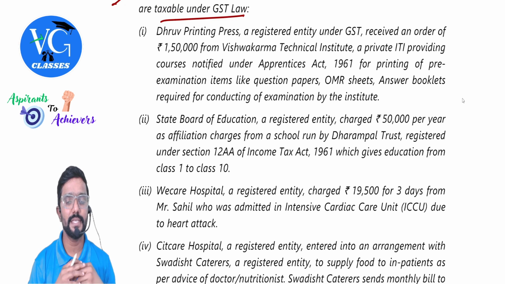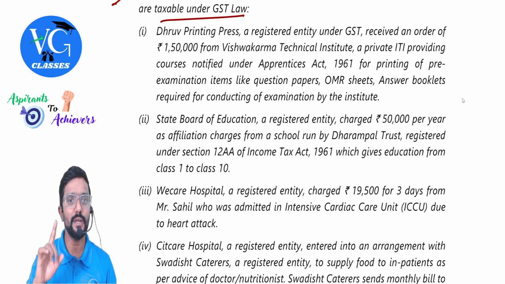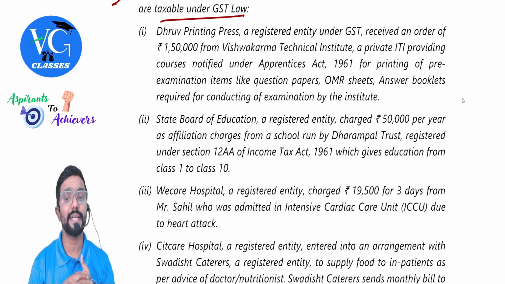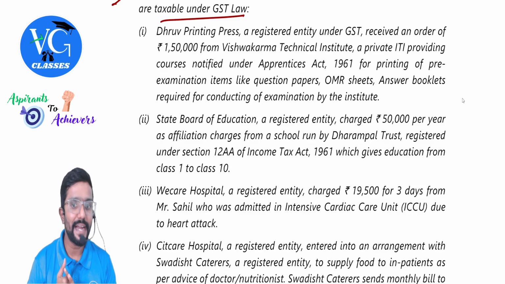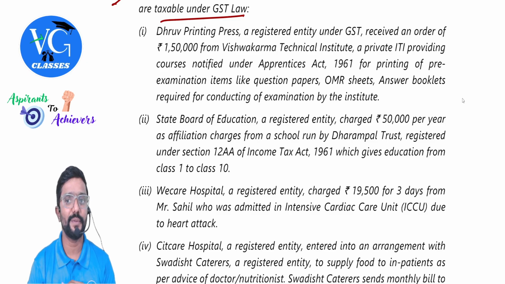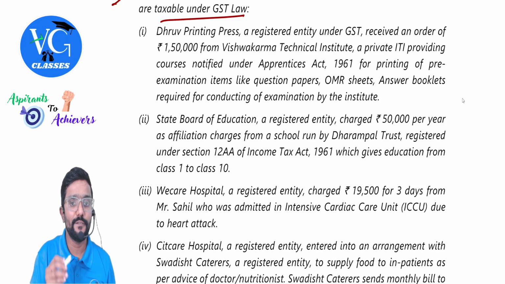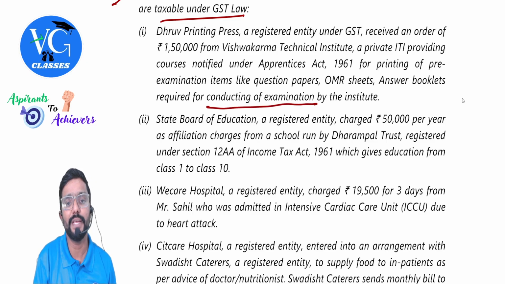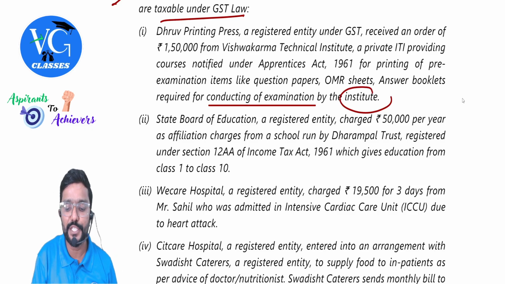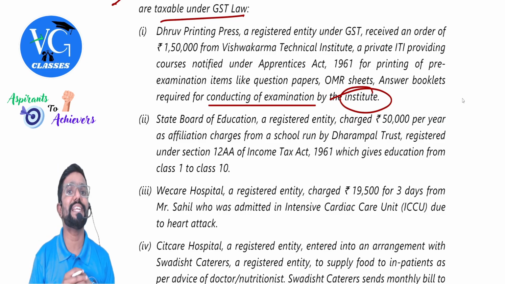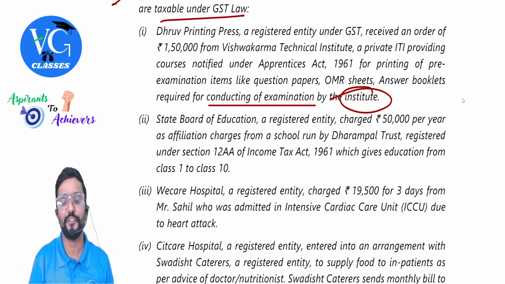Dhruv Printing Press, a registered entity under GST, received an order of 1,50,000 from Vishwakarma Technical Institute, a private ITI providing courses notified under the Apprentices Act 1961, for printing of pre-examination items like question paper, OMR sheet, answer booklets for conducting of examination by the institute. Guys, this is an inward supply for the institute. First check whether this institute is an educational institution. Yes, sir. It is providing vocational or professional courses.